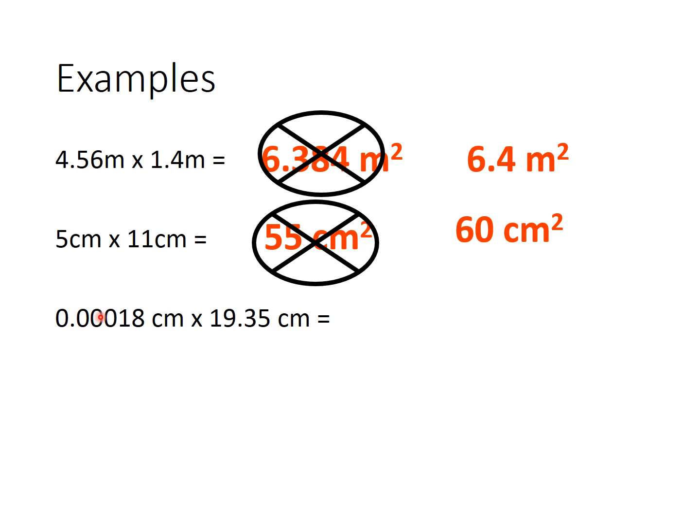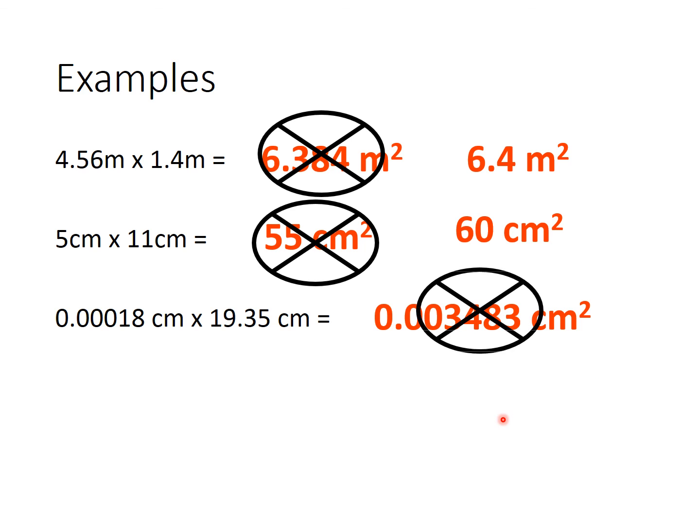How about this one? 0.00018 centimeters times 19.35 centimeters. The first number only has 2 significant figures. Remember, all these leading zeros are not significant. So we only have 2 significant figures here, and we have 4 significant figures here. So the weakest link is our 2 significant figures. Even though our calculator gives us 4, we're going to have to round it to 2, and we get 0.0035 centimeters squared.